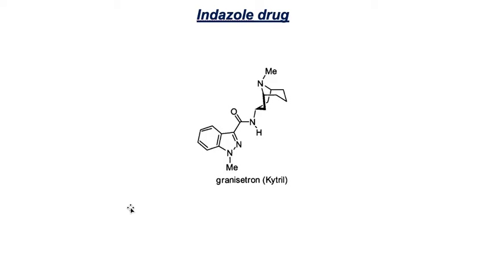So here's an example of an indazole drug by GSK, and this is an antiemetic to treat nausea and vomiting following chemotherapy. It's not perfect, but it works well enough that they learned a lot of indazole chemistry just from trying to make derivatives of this drug. It's actually the origin of a lot of indazole chemistry.